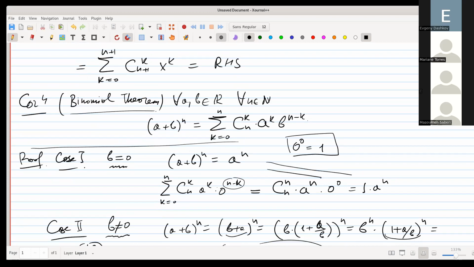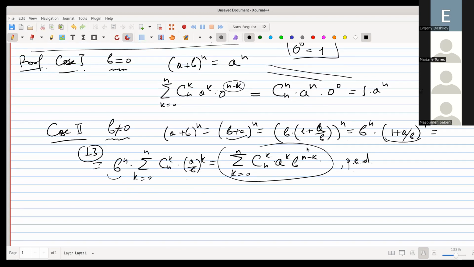The binomial theorem has many interesting applications. One of these is as follows. How can we compute the sum of all binomial coefficients? What is it? If we take the sum of n choose k, what is it? It is 2 to the power n. Why is it so?